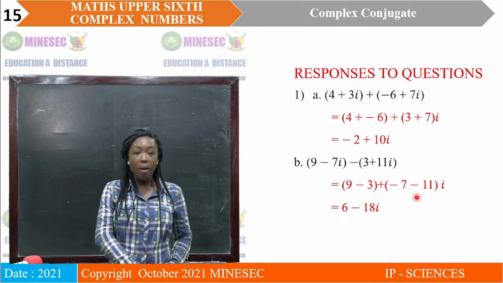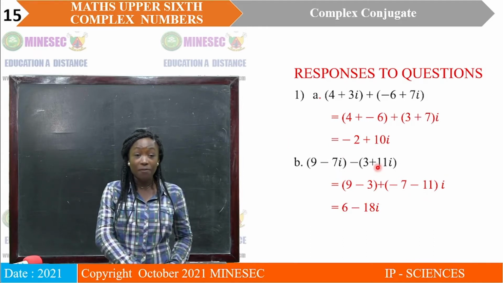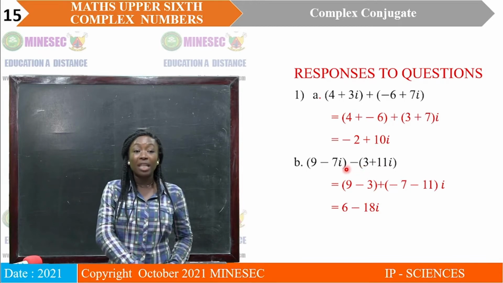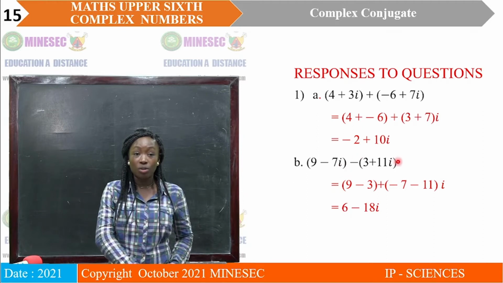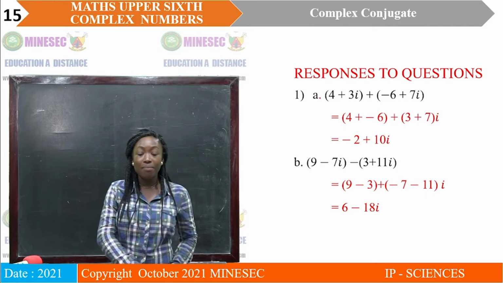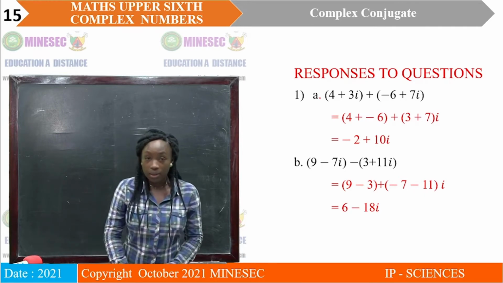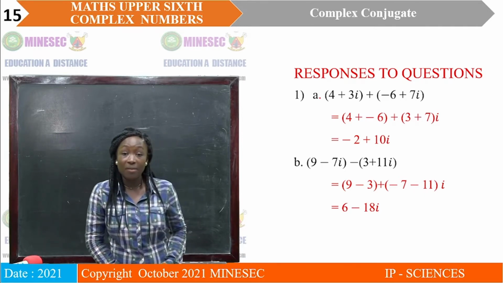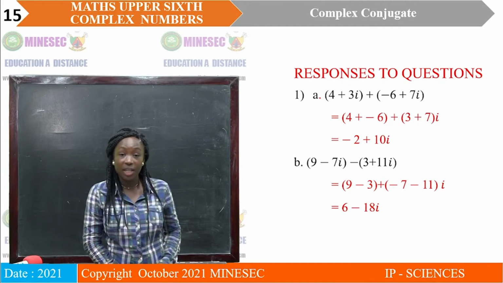negative 7 minus 11. The negative 7 here, we have negative 7i and we have positive 11i. But because of the negative sign outside the bracket, the sign of 11i has to change from positive to negative. So we have 9 minus 3 to give 6. And negative 7 minus 11 gives negative 18i.